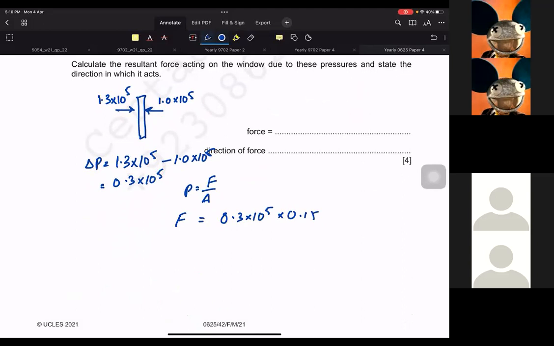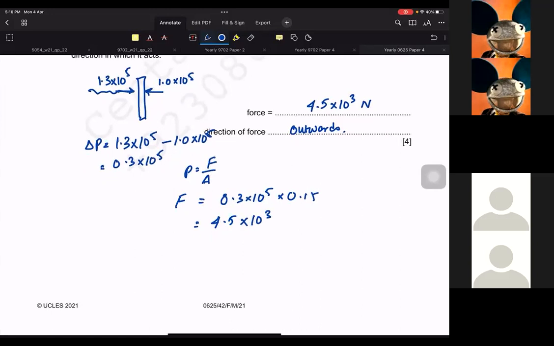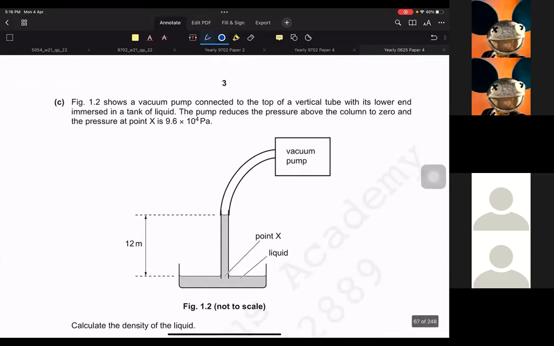So when you do this, my answer is coming as 4.5 times 10 power 3 newtons. And the direction, of course, because the larger pressure is from the inside, from the aquarium, so it should be outwards. All right. If you are stuck anywhere, please let me know. All right. Okay. And then going to the next question.